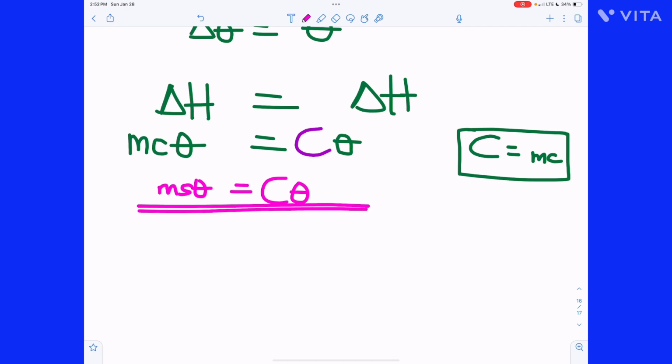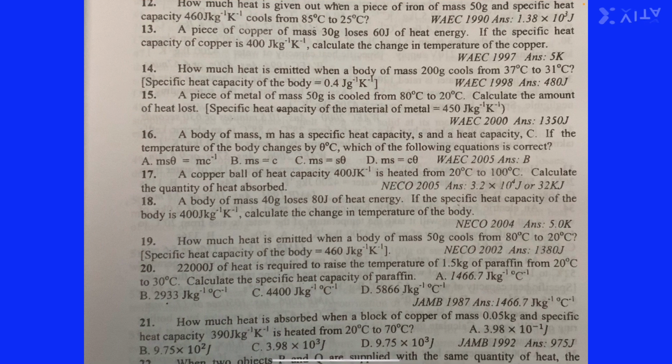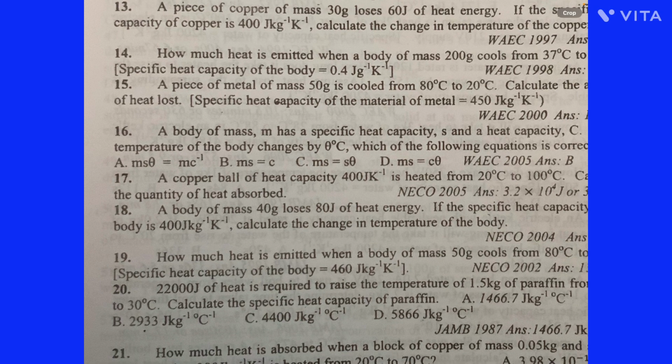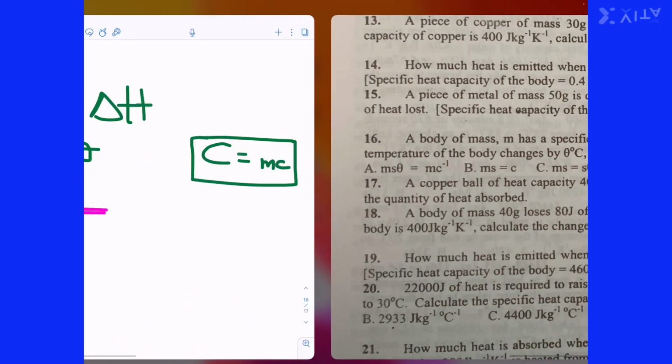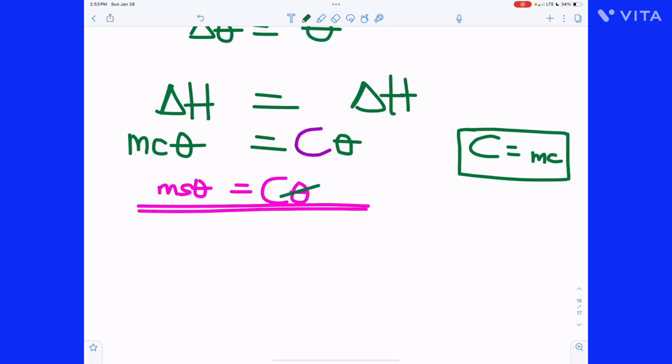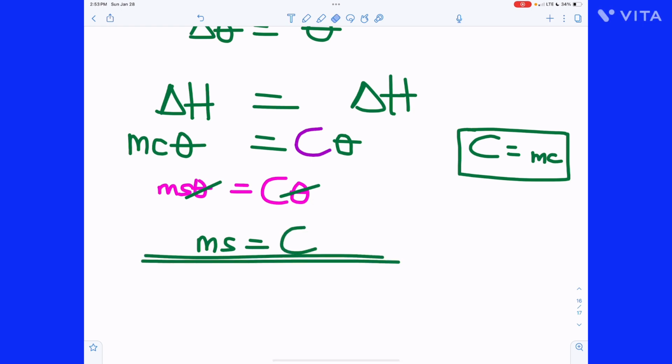Let's check. M s theta is the same thing as big C theta. They've written the answer as C. So if you divide theta from both sides, m s is the same thing as big capital letter C. That's the expression we are looking for. I hope that is very clear.